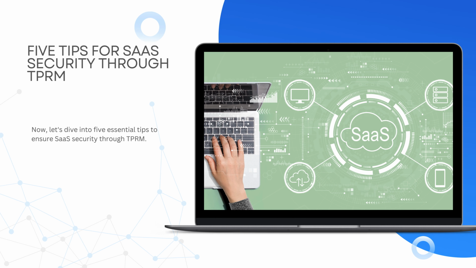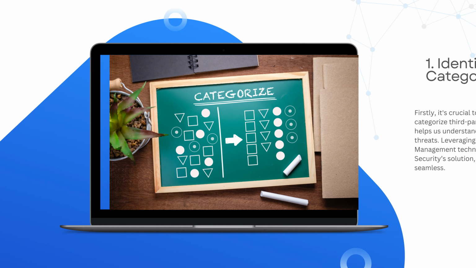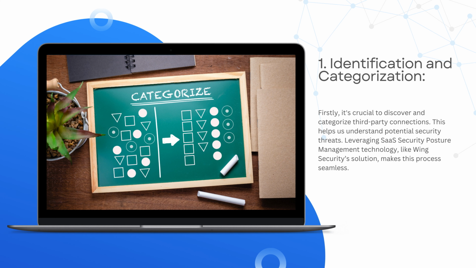5 tips for SaaS security through TPRM. Now let's dive into 5 essential tips to ensure SaaS security through TPRM. First, identification and categorizing. Firstly, it's crucial to discover and categorize third-party connections. This helps us understand potential security threats. Leveraging SaaS security posture management technology, like Wing Security's solution, makes this process seamless.